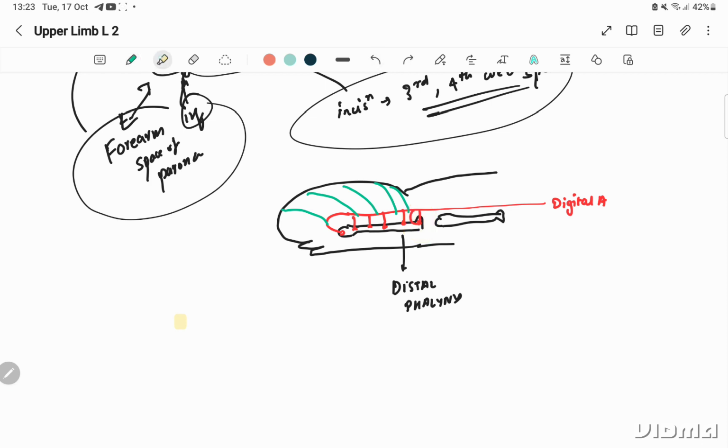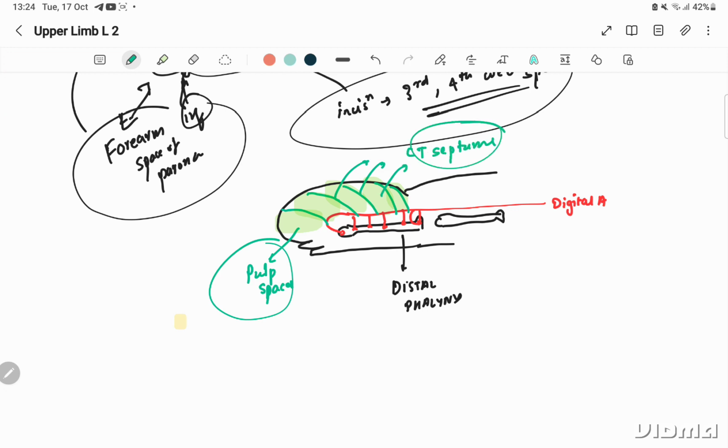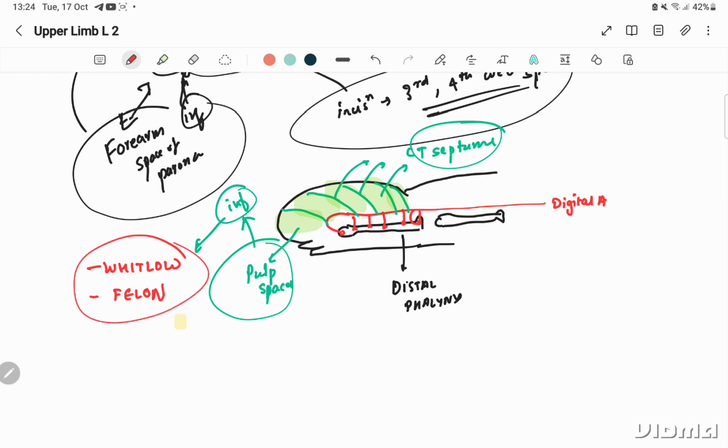Okay, so pulp space would be this one, this one, this one, this one, and this one. These are the pulp spaces, and these septums are the connective tissue septums. Any infection in pulp spaces, the pulp space infections are called as the Whitlow or Felon. Whitlow and Felon are the infections of pulp spaces.